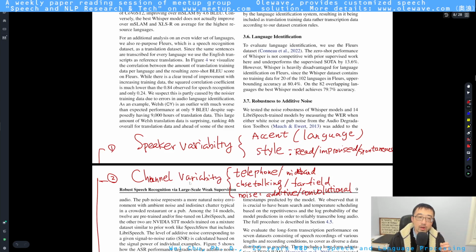And the channel variability is the second problem. So the FLEURS dataset is called wideband speech recognition. It's recorded probably at higher than 16 kilohertz sampling rate. But for the telephony channel, the sampling rate is only 8 kilohertz.